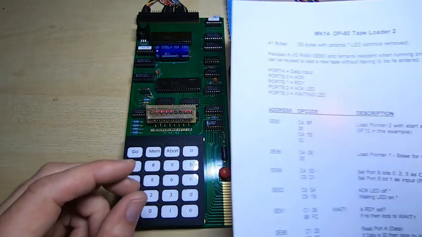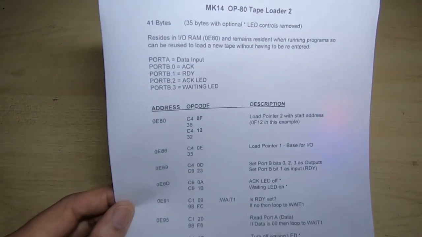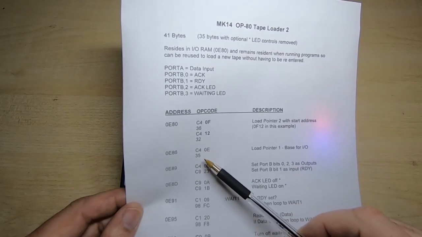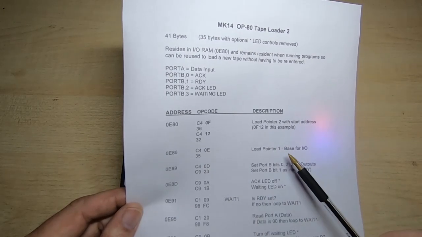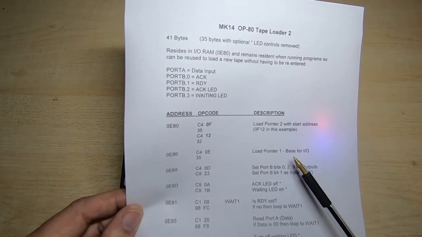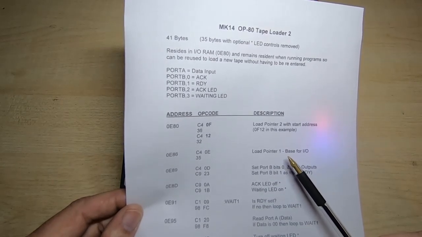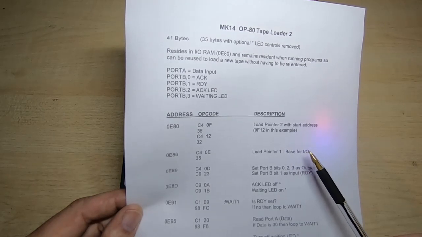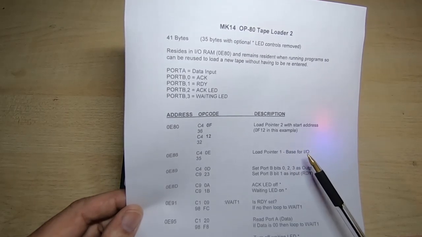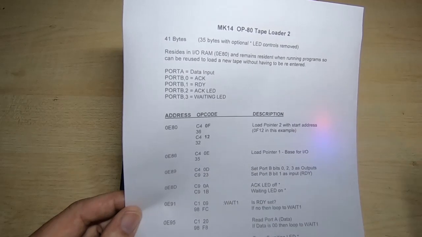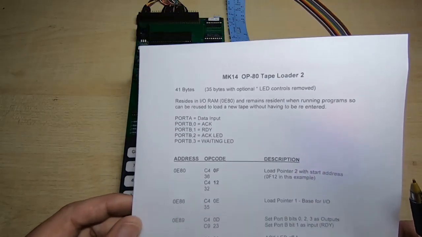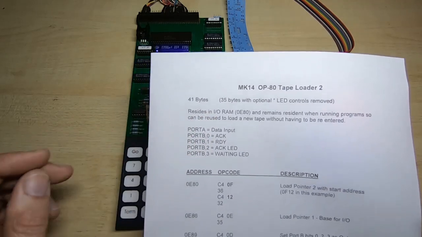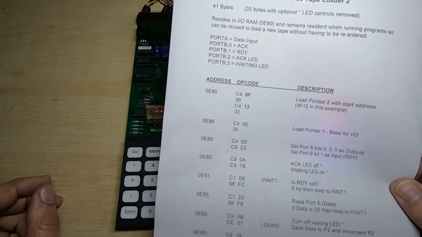I would say at this point I've modified the loader slightly to make it smaller. I've reduced the explicit loading of the lower byte of pointer 1. The reason I can do that, of course, is because the pointer is automatically reset when the chip is reset, so there is no need to explicitly load it to a 0. That reduces the size of the loader by a few bytes, so it's now 41 bytes, or 35 if you don't need the indication LEDs.